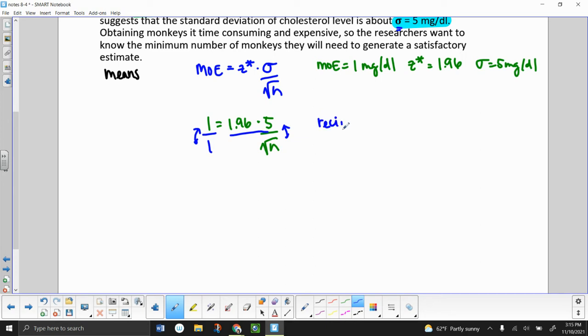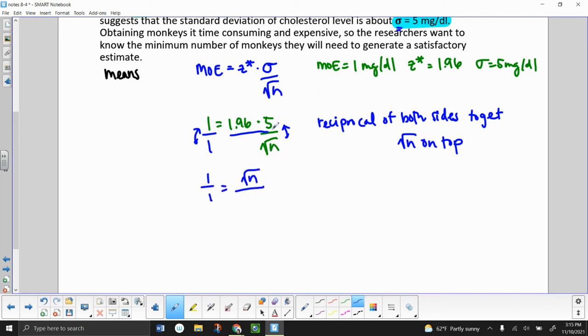So reciprocal of both sides to get the square root of n on top. So when we flip this, it just becomes 1 over 1. And then we have the square root of n over this. So I'm just going to actually leave it. I'm not going to put anything in my calculator until the very end, until I've solved for n. Okay. Next thing we're going to do to get n by itself is we're going to multiply both sides by this denominator.